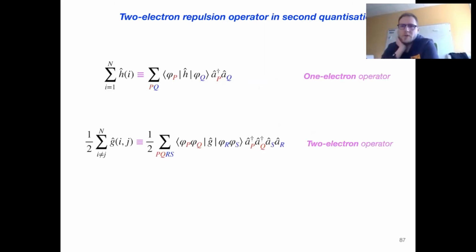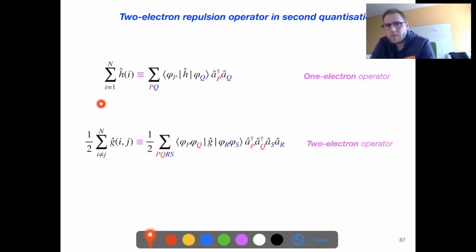So you could do something similar for 2 electrons. I'm just showing you now the results so that we have the complete Hamiltonian. So this is what we had for the 1 electron part of the Hamiltonian. And now this is what we have for the 2 electron part of the Hamiltonian, okay?